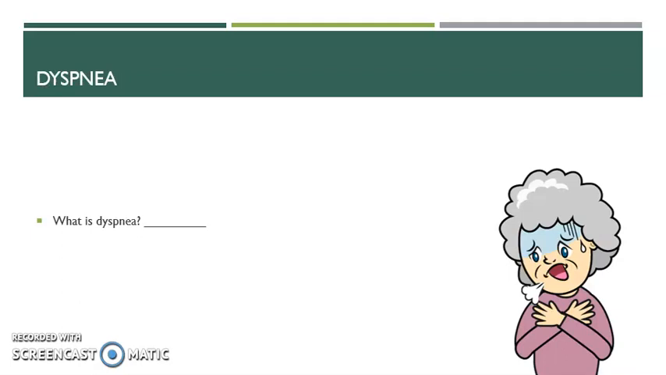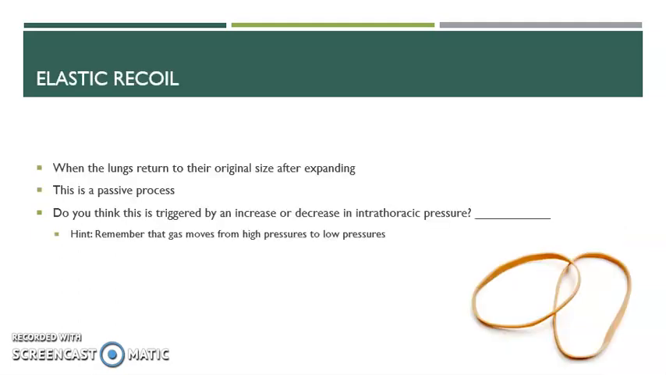This means shortness of breath. When you think about elastic recoil, I want you to think about rubber bands. This is the lungs returning to their original size after expanding, just like a rubber band returns to its original size after you stretch it out. This is a passive process, so this happens all on its own.